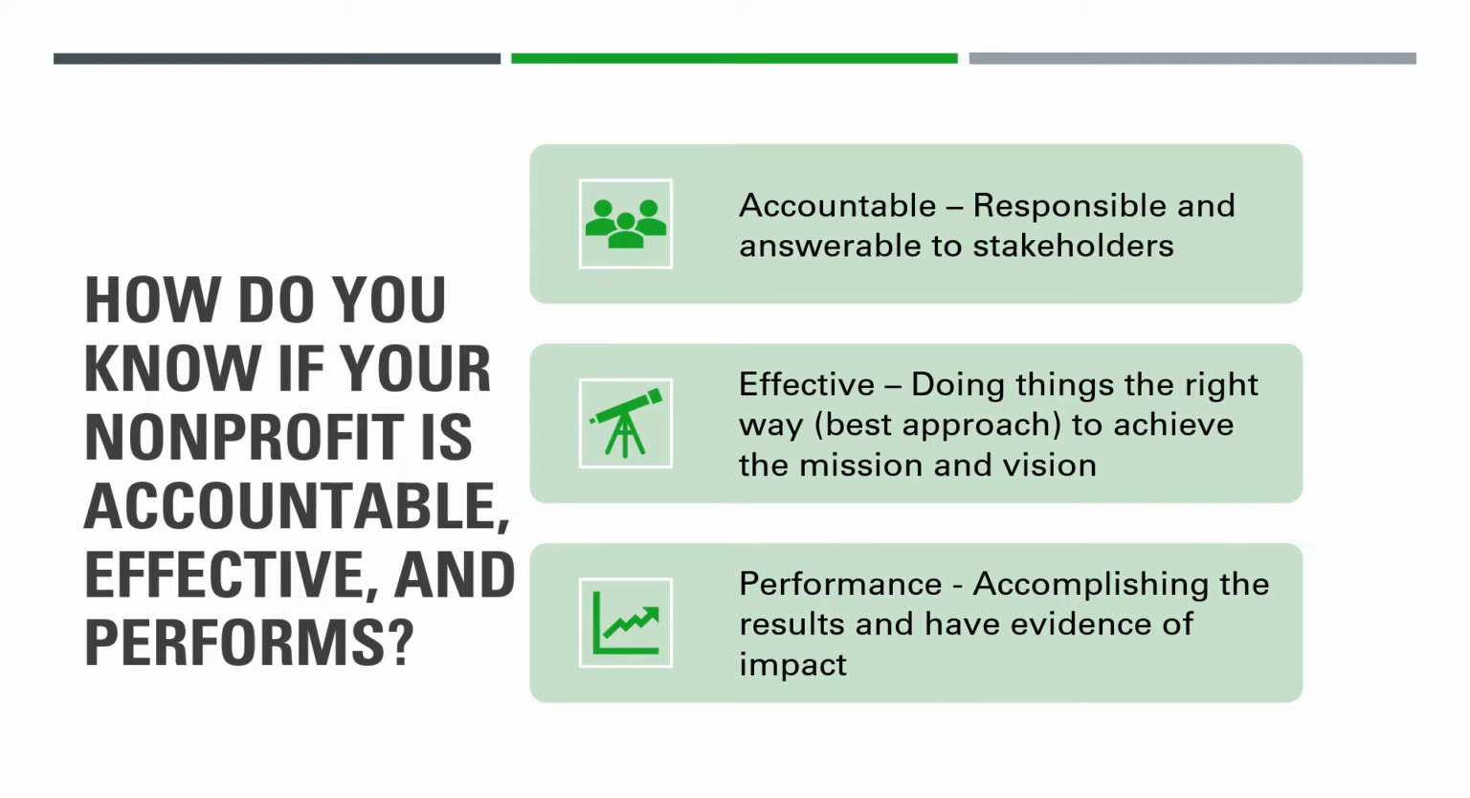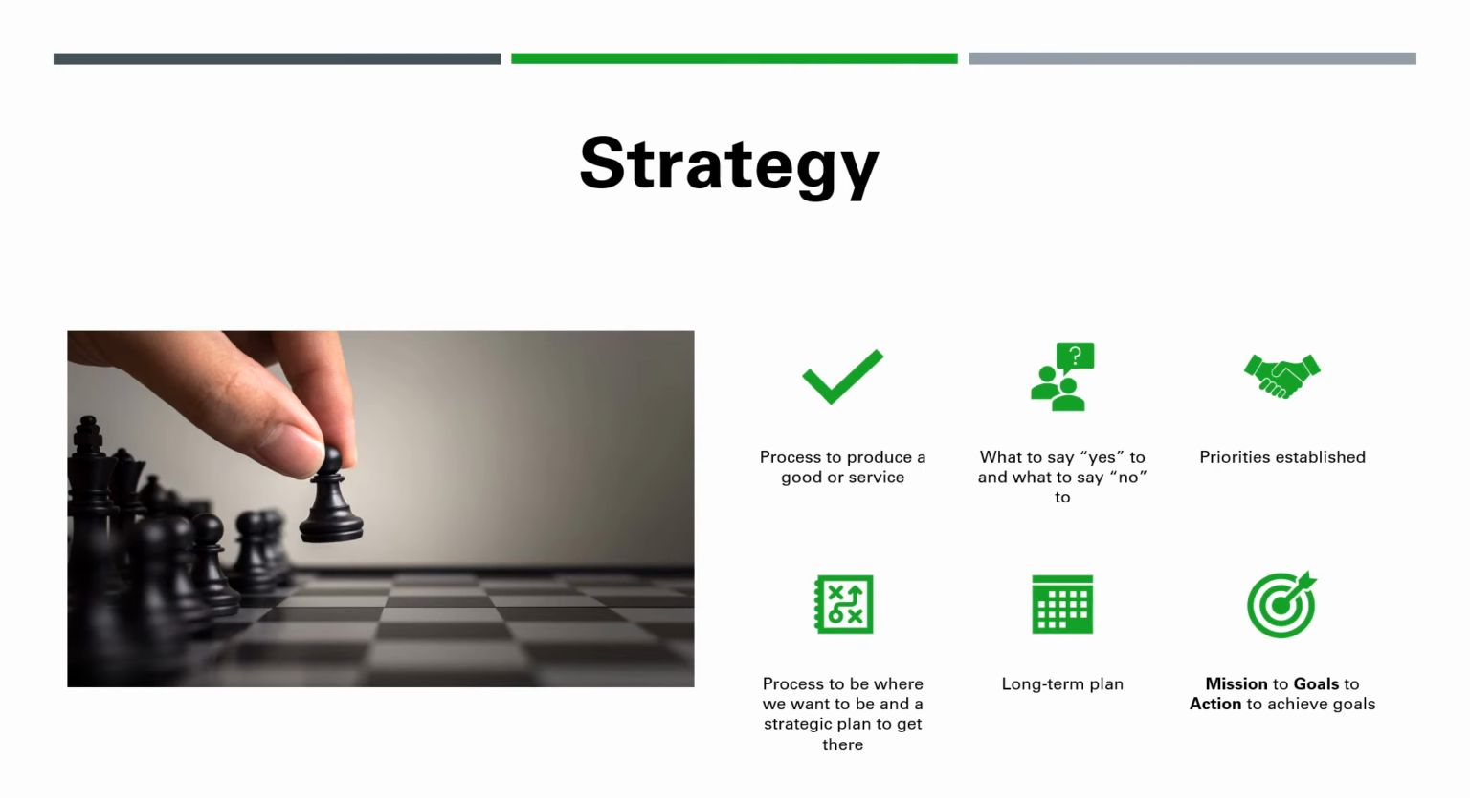Performance. Performance is accomplishing the results and having evidence of the impact. Performance is a key area. There are various ways, and we'll go into more detail on this as I wrap up, but there are various ways of ensuring that you are performing, and we'll talk about those because they should be built into your strategy. All three of those factors should be part of your strategic goals, your strategic vision.